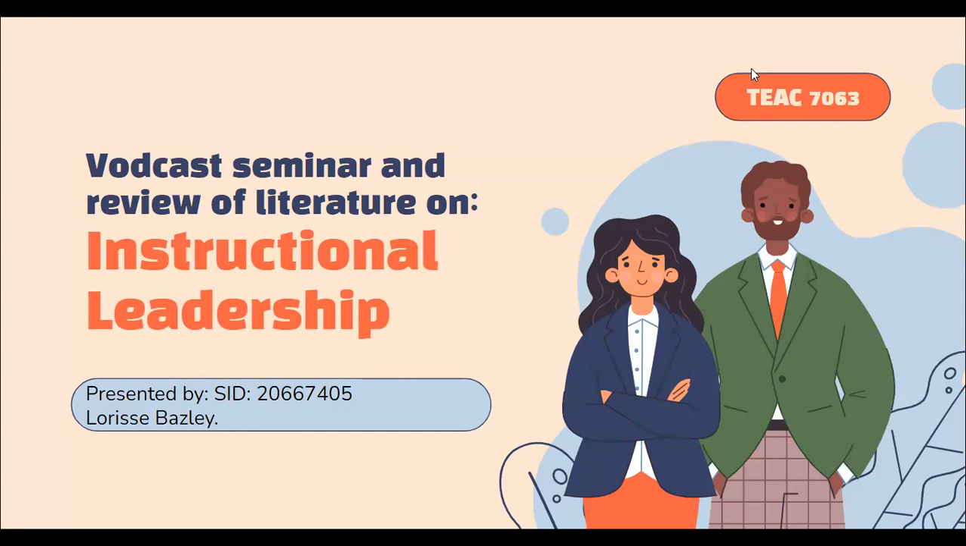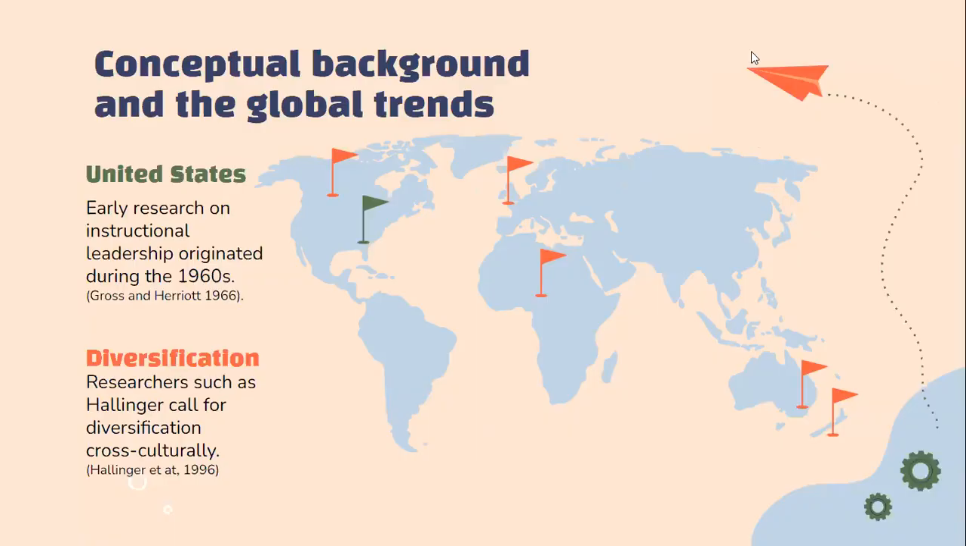Early research on instructional leadership has its origins in the USA during the 1960s, whereby various researchers such as Gross, Herriott, and Bridges laid the groundwork for subsequent research to take place. I've provided a global map and put some pins here to demonstrate where a majority of the literature came from in the 80s to the early 90s. Those countries include Australia, New Zealand, Canada, the USA, and the UK.